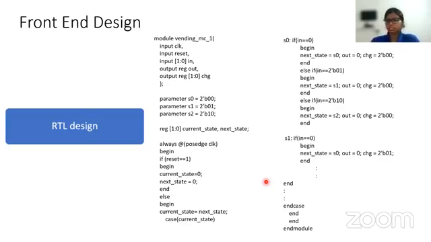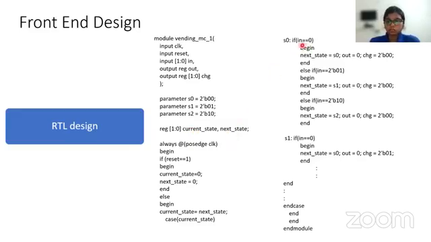RTL can be written in any hardware description language, like VHDL, Verilog, SystemVerilog, etc. Here I have taken a code in Verilog. To write an RTL code, we'll need to create a vending machine module and provide the input and output for the system. And we'll also need to define the states that we have been talking about, right? So we'll need to create all the 3 states, and we'll need to have registers specifying current state and next state.